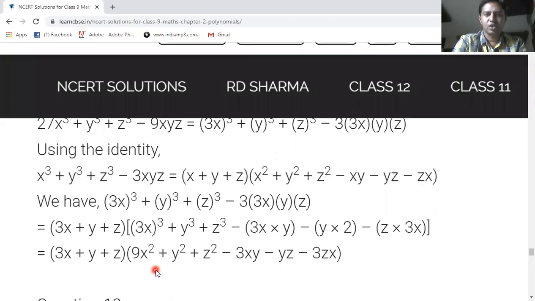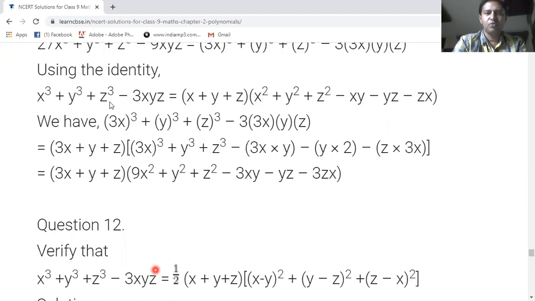We have the identity x cube plus y cube plus z cube minus 3xyz is equal to (x plus y plus z)(x square plus y square plus z square minus xy minus yz minus zx). We know that. So if we substitute x plus y plus z equals 0, the right hand side will become 0. Then x cube plus y cube plus z cube minus 3xyz is equal to 0.